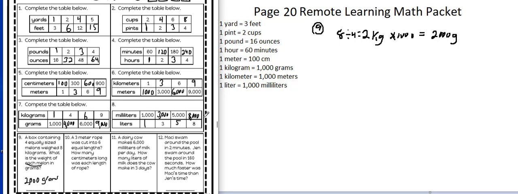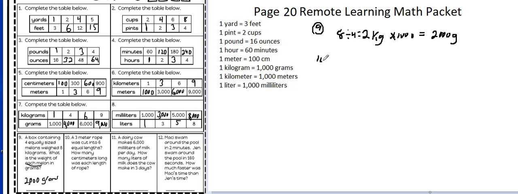All right. Number 10, a 3-meter rope was cut into 6 equal lengths. How many centimeters long was each length of rope? All right, so a 3-meter rope was cut into 6 equal lengths. So number 10, let's look at this. Okay, so it's 3 meters long and was cut into 6 equal lengths. How many centimeters long was each length?